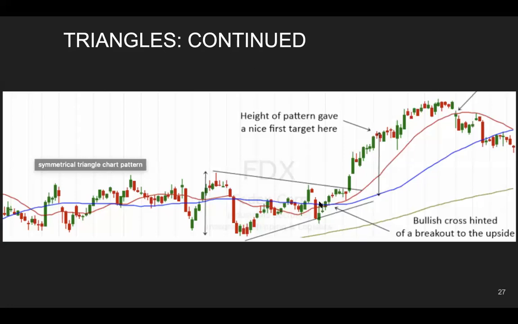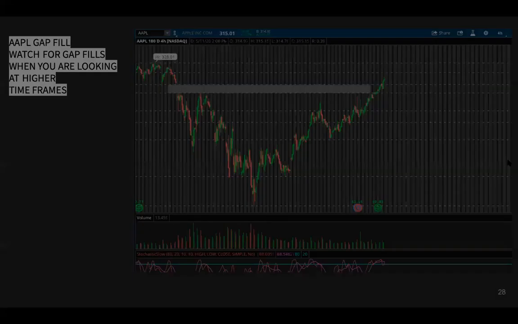Triangles continued. You see the crossover happening right before the breakout, right? Obviously, the volume would probably support this breakout, and that's when you enter. Bullish cross hinted of a breakout to the upside.